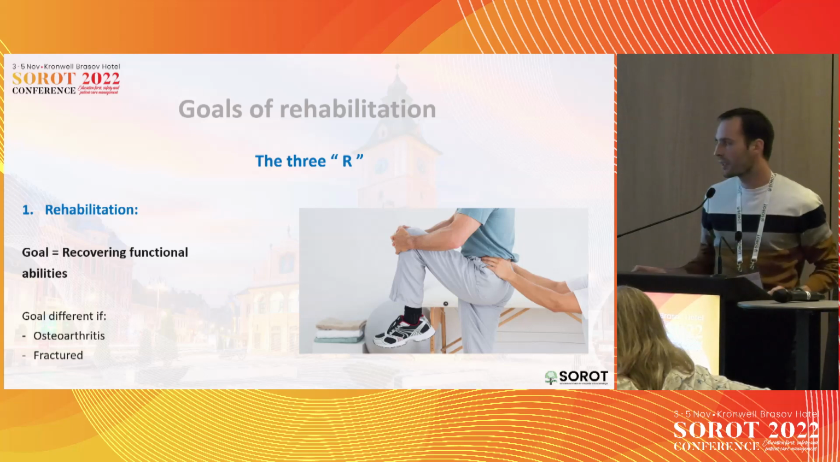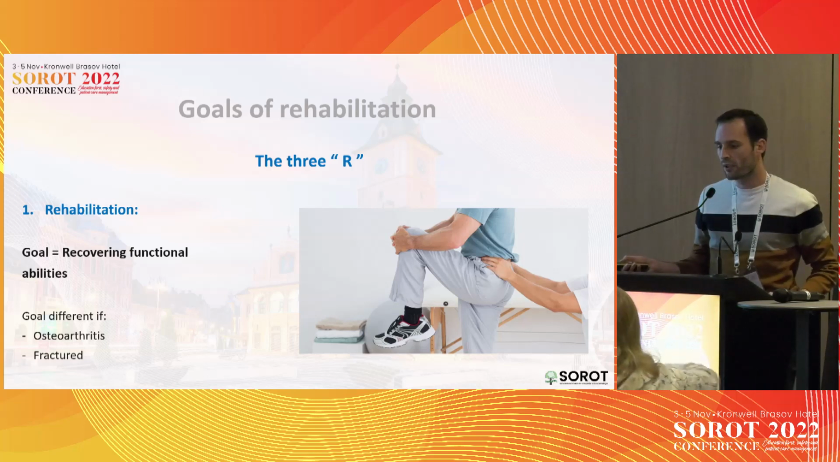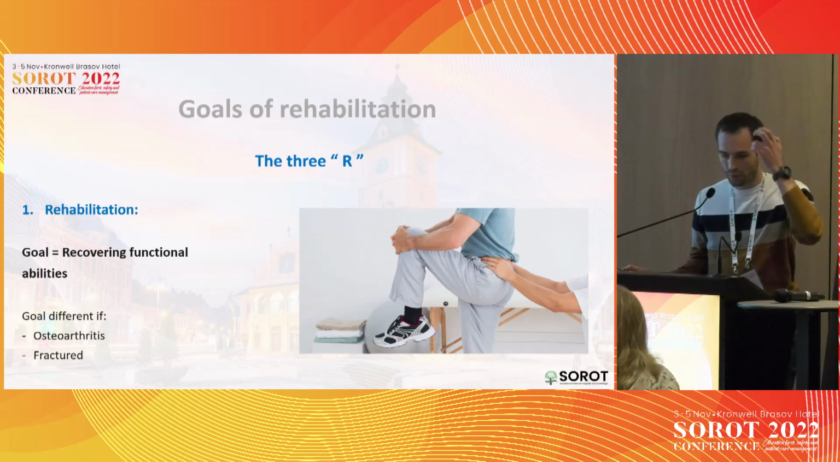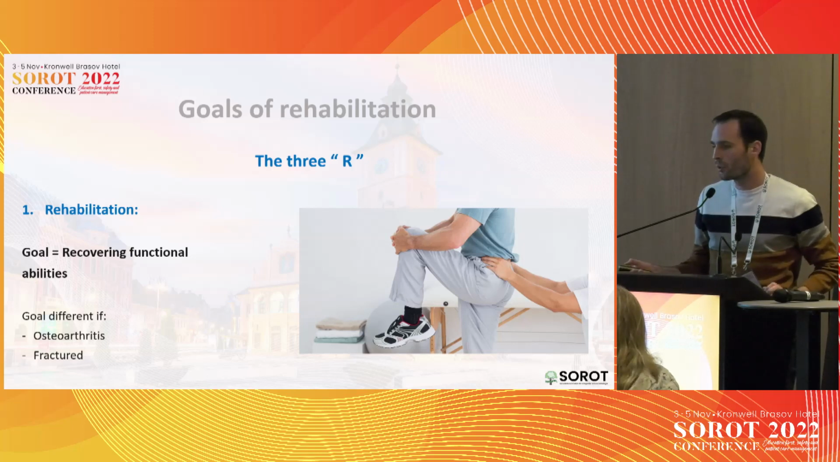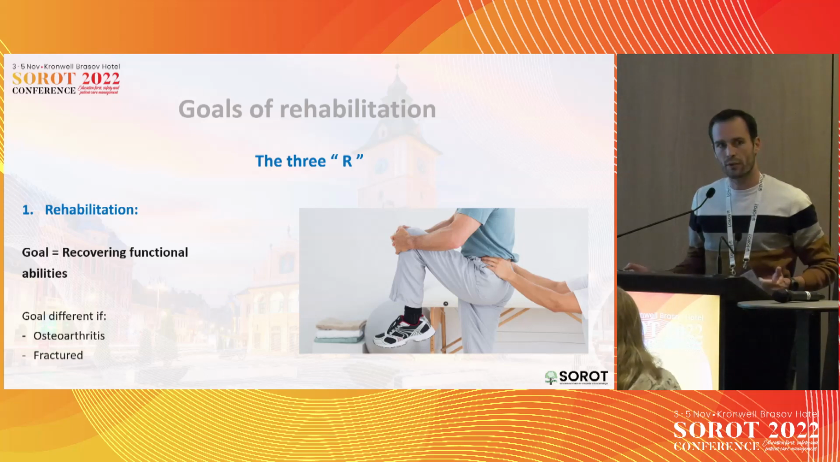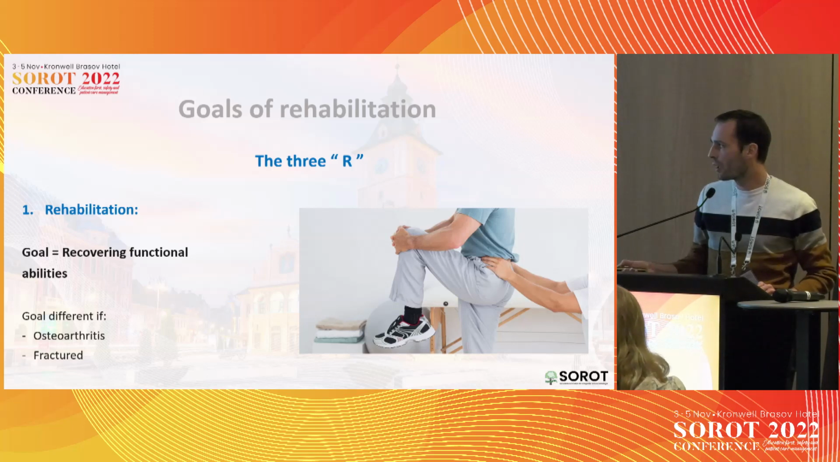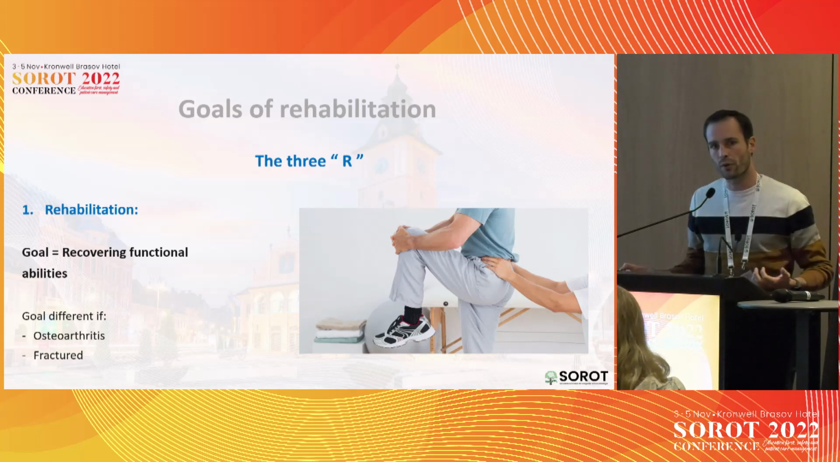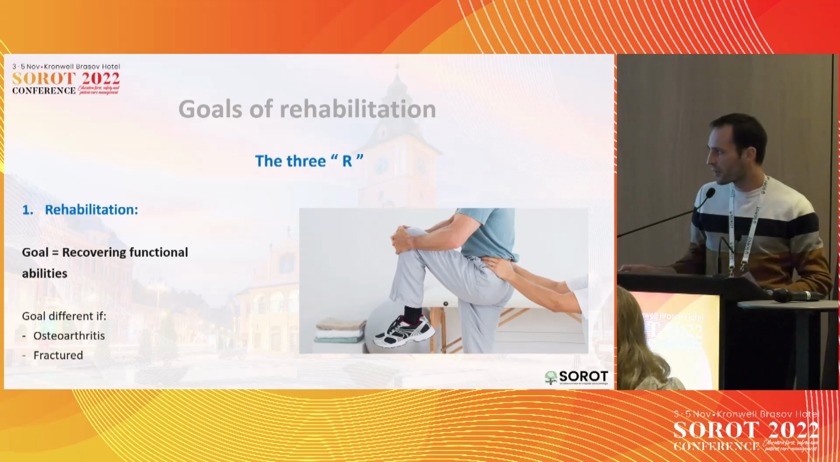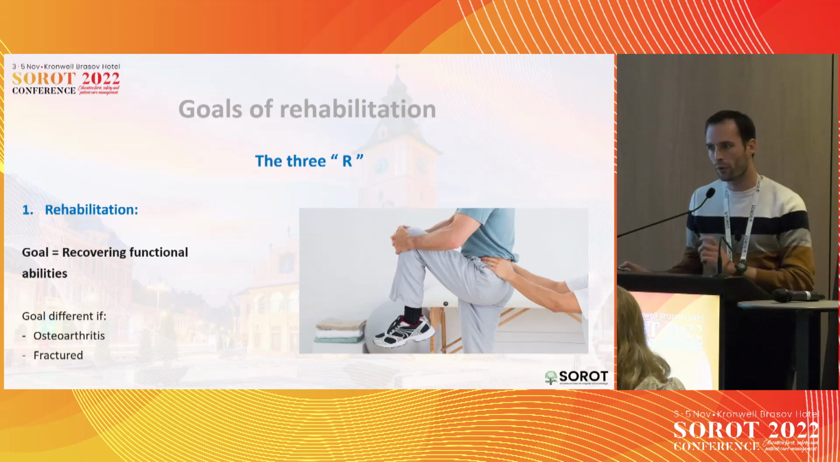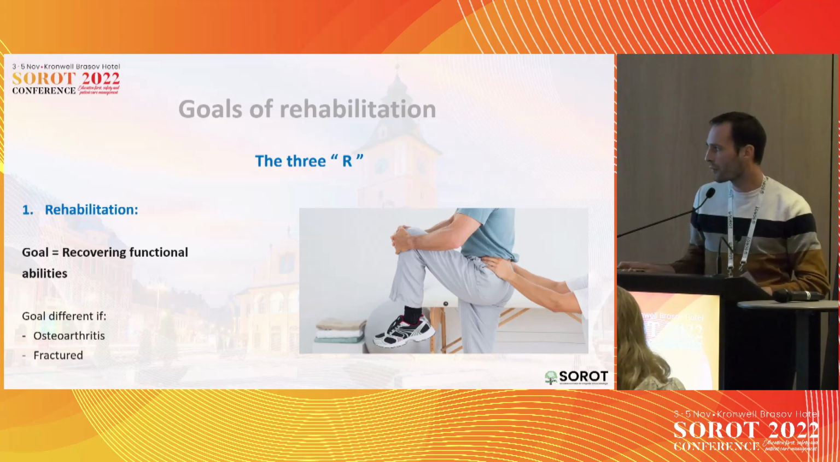The first R is rehabilitation. We need to recover functional abilities. This goal is different between osteoarthritis and fracture, because when you have osteoarthritis, you have pain, so your pain decreases your functionality, you decrease the movement of your hip. So after surgery, you will have better functionality than before the surgery. The difference in fracture is that, before the fall, you don't have any problem. So the goal of the rehabilitation is to get the same abilities as before the fracture.